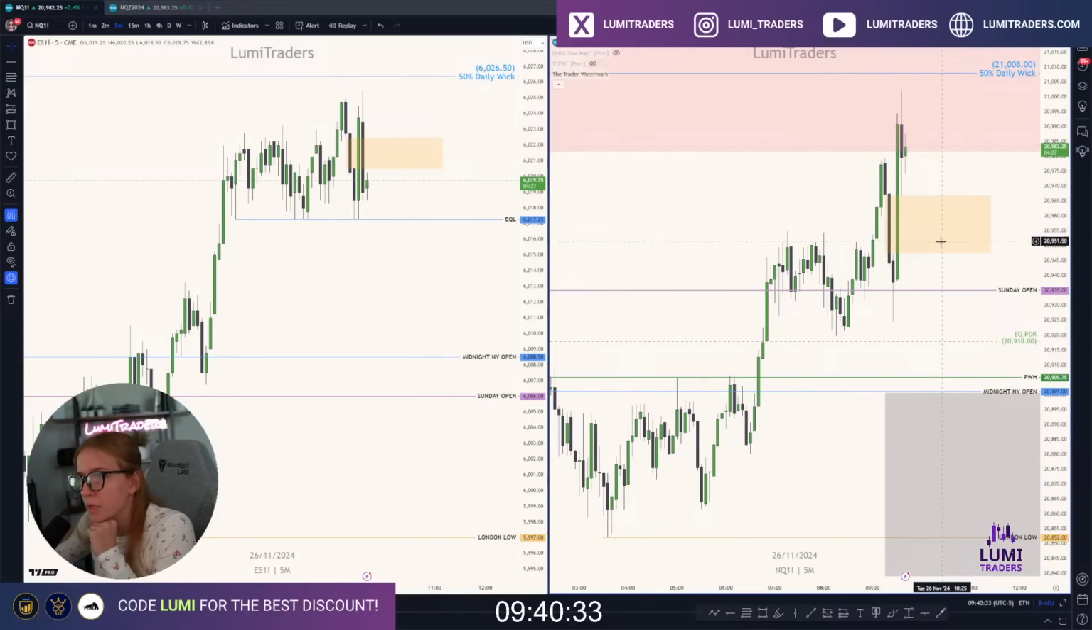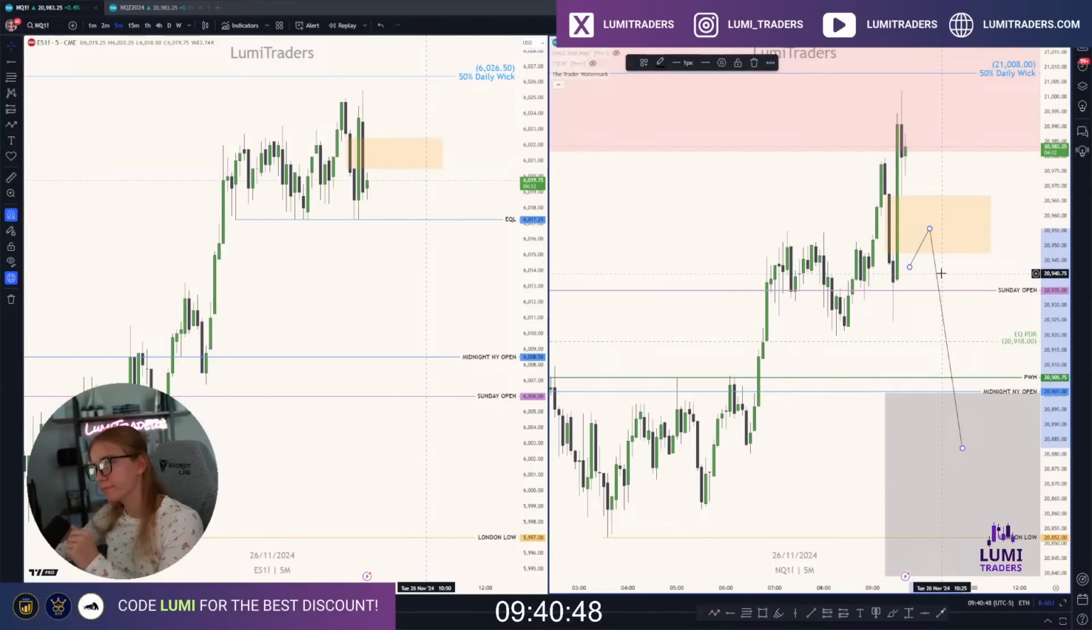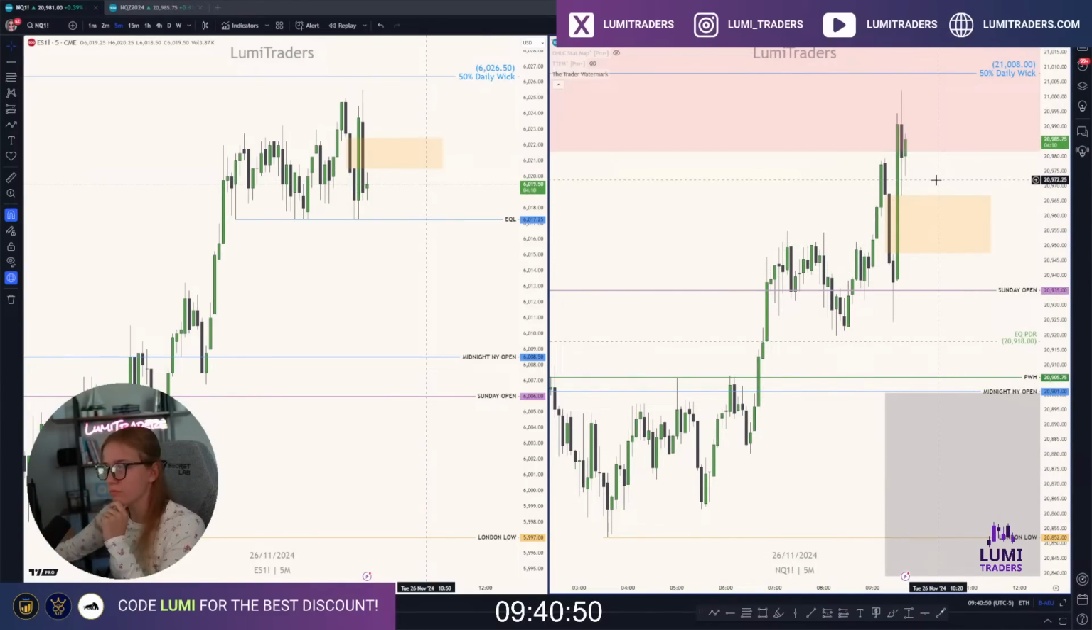Because if you may invalidate this inversion fair value gap on both ES and NQ, maybe I would like to see this. Right now, not ready to short NQ. With invalidation, maybe aim for this sell side liquidity level, which is right below New York midnight open.